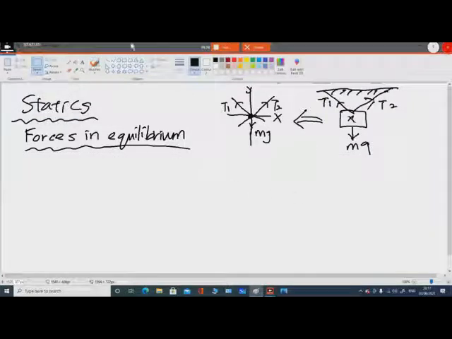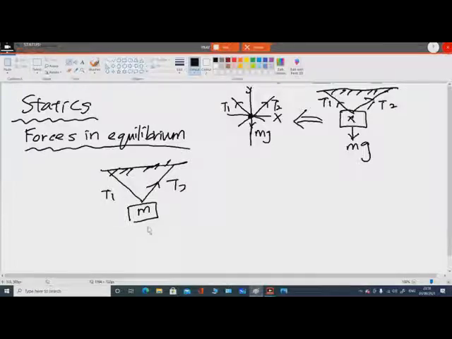Okay, so we already understand what coplanar force and concurrent force are. Let me draw a bigger diagram here. So this is mass M, this is tension 2 and this is tension 1, and this is mg. Let me erase all this.